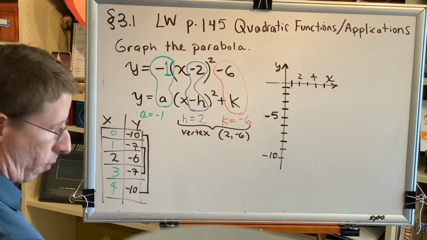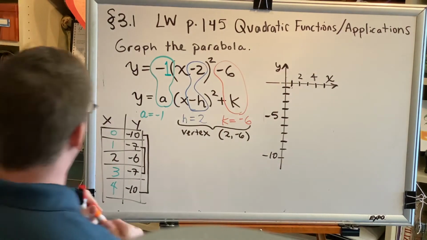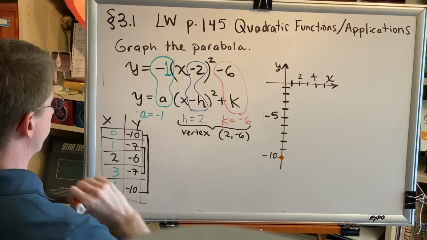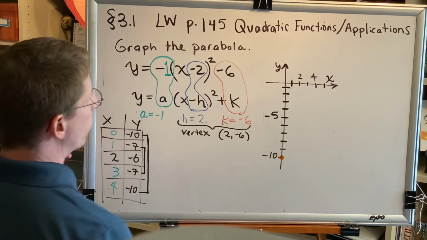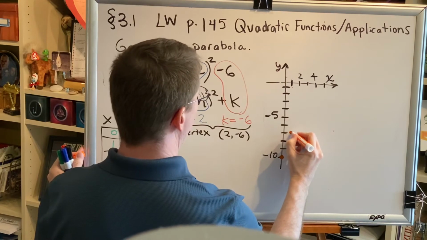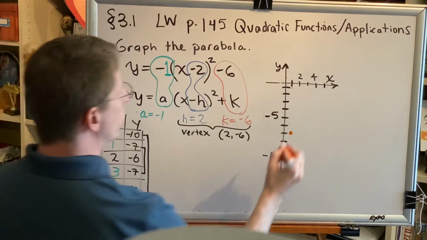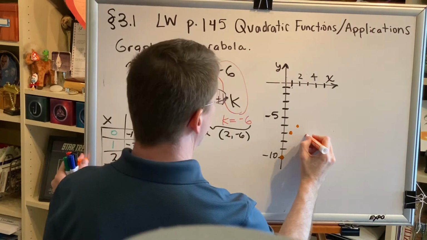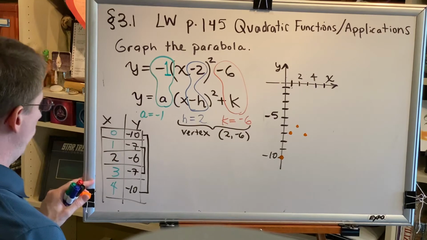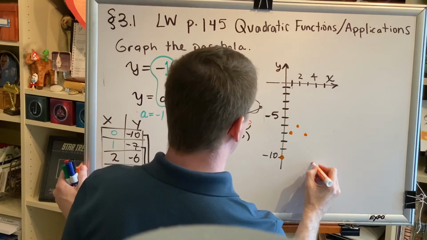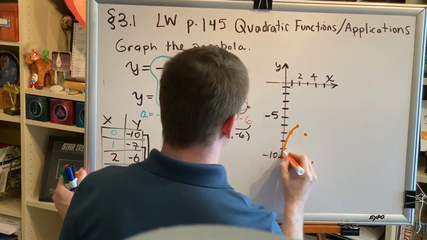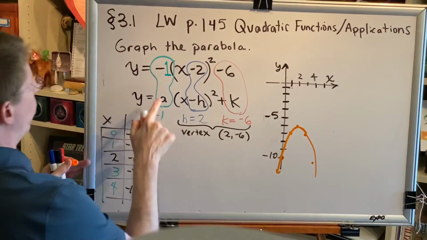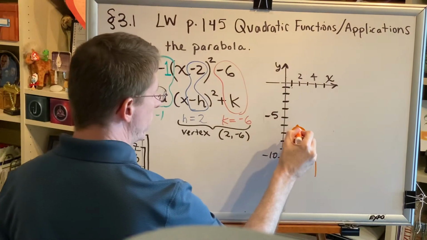All right, and then we can plot our points. So (0, -10) is the y-intercept. (1, -7). (2, -6). (3, -7). (4, -10). Notice this parabola opens down, which is consistent with what we learned previously. When the value of a is negative, your parabola opens down.